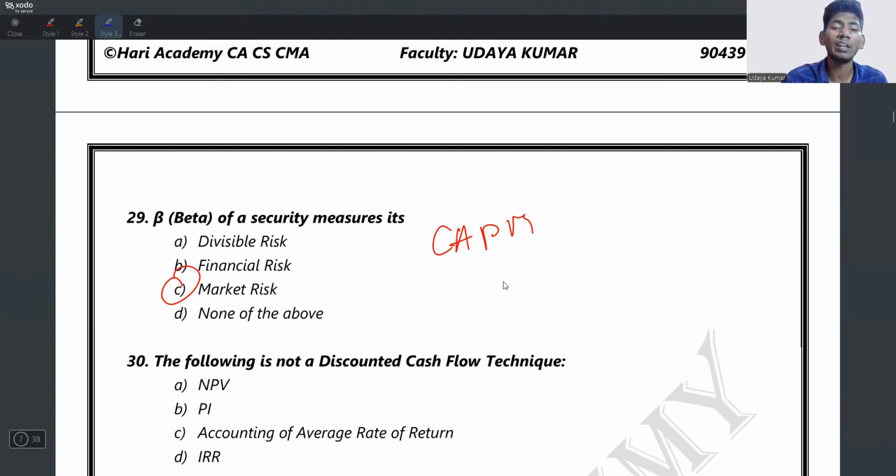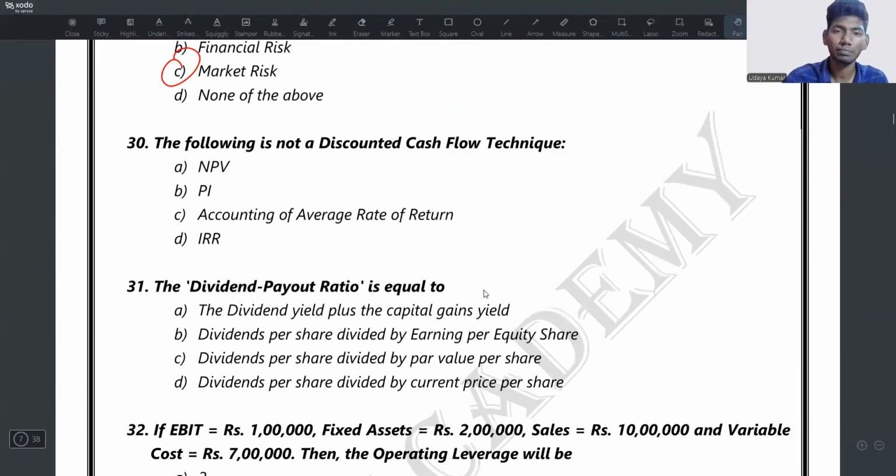Moving to question number 30. Which of the following is not a discounted cash flow technique? NPV is a discounted cash flow technique. PI, profitability index, and accounting average rate of return. IRR is also a discounted cash flow technique. In this manner, you can eliminate the options. Profitability index is also a discounted cash flow technique, whereas the accounting average rate of return is not a discounted cash flow technique.